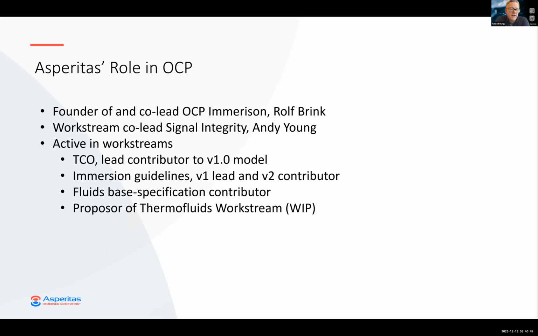I'm also active in a range of different work streams, particularly the total cost of ownership work stream, where we are lead contributors of the model. The first release of the model will be made this month. I'm going to give you a sneak preview. You're the first to see it today.